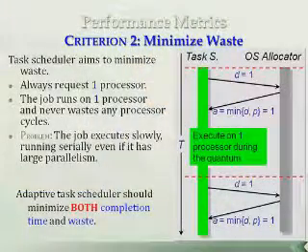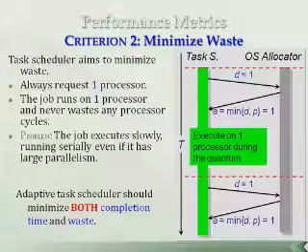Since we talk about waste here, what if we just use waste as a metric? It turns out that if we just use waste as the metric, then it would only request one processor all the time. The job will just run on one processor and never waste any processor cycle. Okay, that's the good part. The bad part is the job could execute slowly even when it has huge parallelism. So we know that using execution time or waste as the only metric isn't sufficient. What we really want is for the adaptive task scheduler to minimize both.